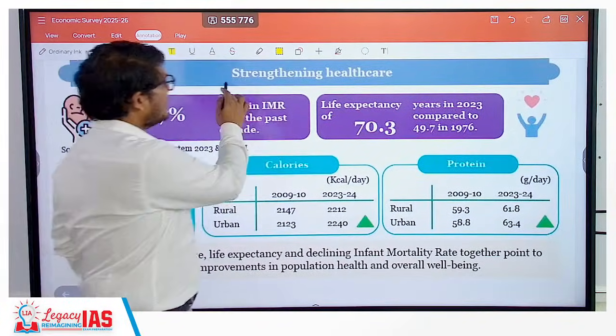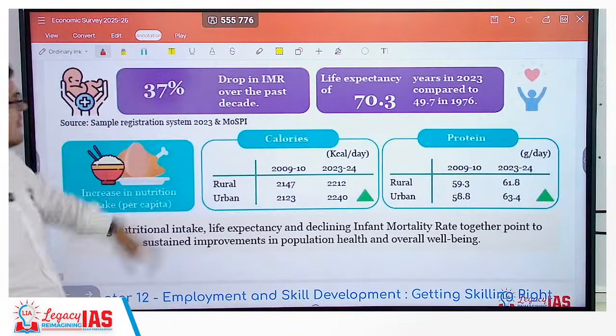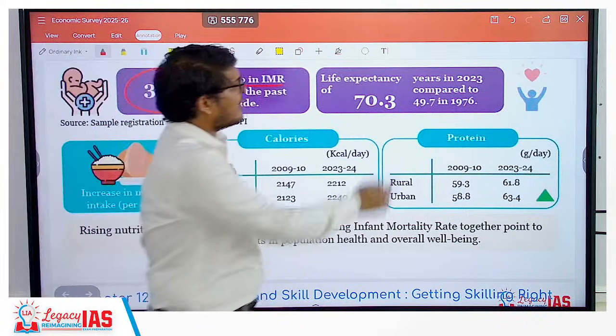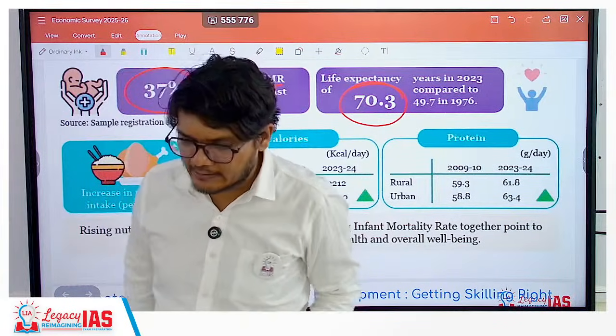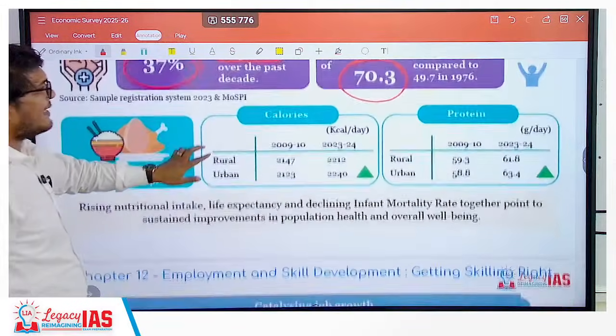Next is the strengthening of our healthcare system. So there has been certain good things. There has been 37% decline in the infant mortality rate, and the life expectancy of Indians has increased to 70.3 years. That means an average Indian is living for more than 70 years.